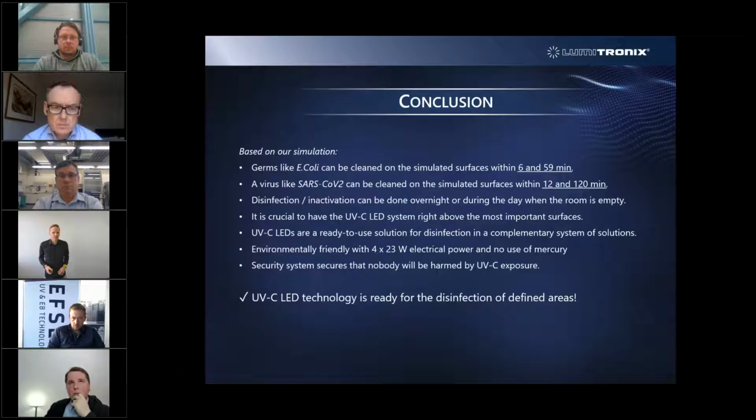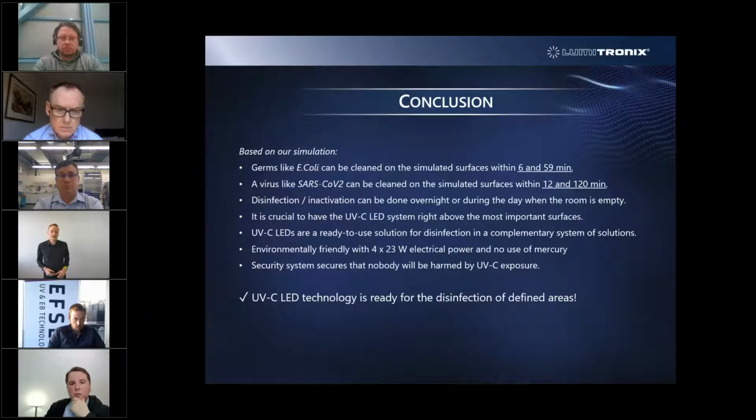So, coming to our conclusion for our concept, based on the simulation that we did, and I have to say these are simulated numbers, we didn't include any shadowing or temperature or humidity or whatsoever. But based on the simulation that we did, we can say that germs like E. coli can be cleaned on the simulated surfaces within 6 and 59 minutes. A virus like SARS-CoV-2 can be cleaned on the simulated surfaces within 12 and 120 minutes.